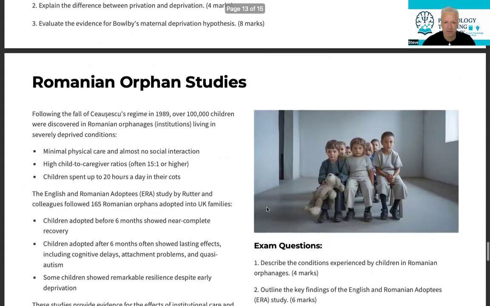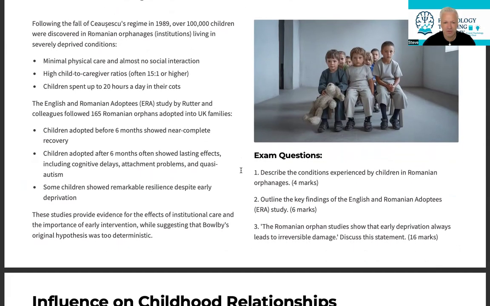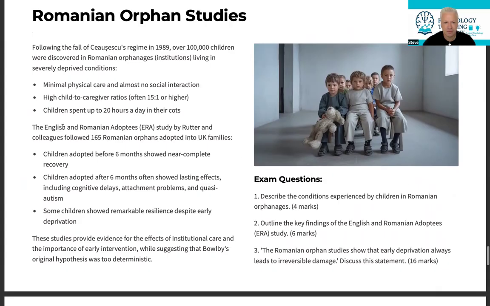So this is the Romanian orphan study by Rutter. This looked at how children develop when they're orphans. It's called the English and Romanian adoptees study by Rutter. If you're adopted before 6 months, that tends to be not too bad. You can kind of recover. If you're adopted after 6 months, it can show lasting effects: cognitive issues, attachment problems, quasi-autism. Some children show remarkable resilience despite early deprivation.